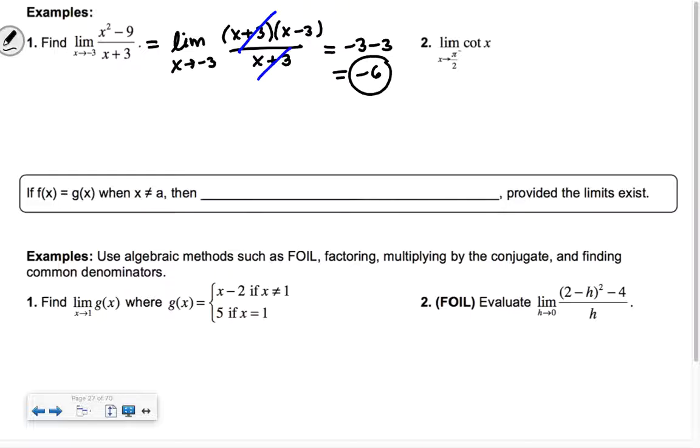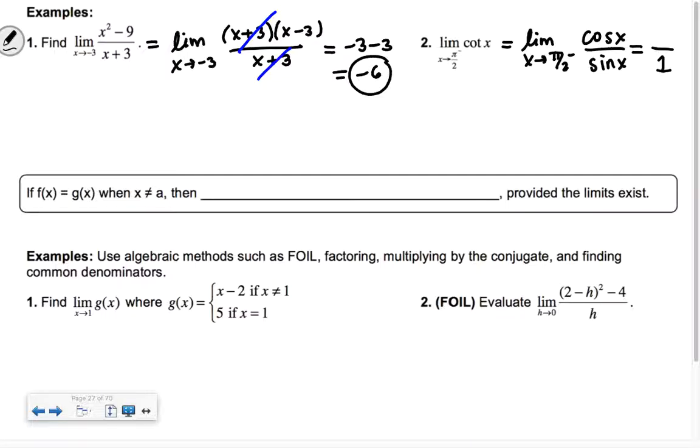So what if we have cotangent? All right, well, cotangent is cosine over sine. So we have the limit as x goes towards pi over 2 from the left, and we have cosine of x over sine of x. What is the sine of pi over 2? It's 1. Is that one undefined on the bottom? It is not, so it's in the domain. So that means that we can plug in pi over 2.